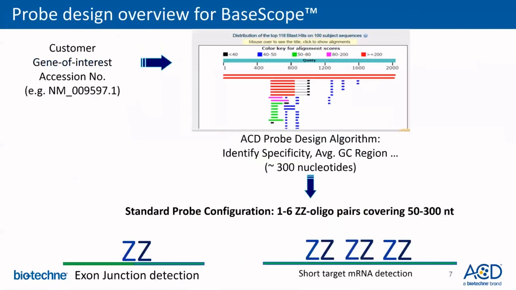With this, I'd like to get into the probe design overview for the BaseScope assay. As you can see, the BaseScope probes are designed for customers' gene of interest or any target of interest that you may have. We use the proprietary probe design algorithm to design and identify a specific region where we can design the probes, which takes into account a lot of other considerations of the unique region and the GC-rich region, and we'll cover approximately between 50 to 300 nucleotides for the BaseScope probes. The standard probe configuration varies from 1 to 6 ZZ of oligo pairs covering 50 to 300 nucleotides. If it's a unique exon junction detection, the probe design will mostly be a 1ZZ probe detecting the unique junction. And if it's a short target mRNA, the probe design will vary from 50 to 300 base pair.